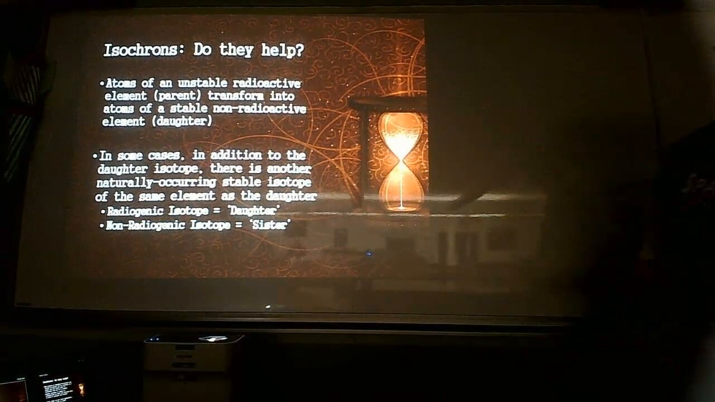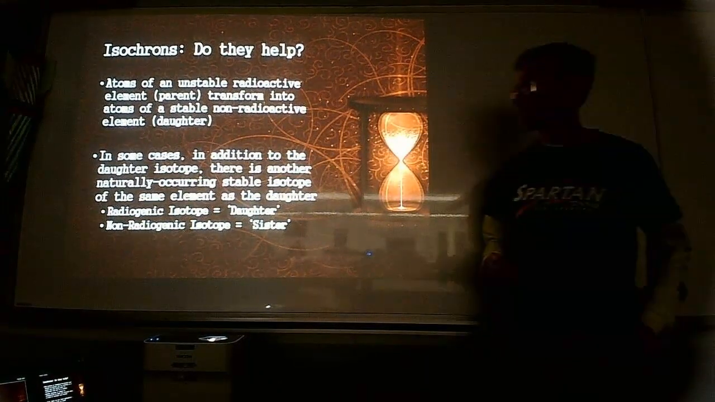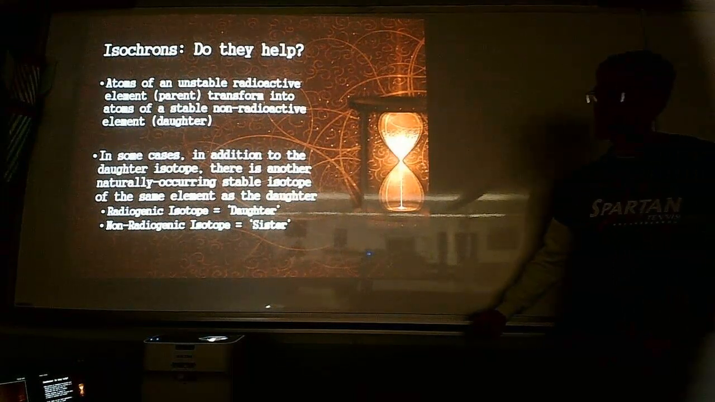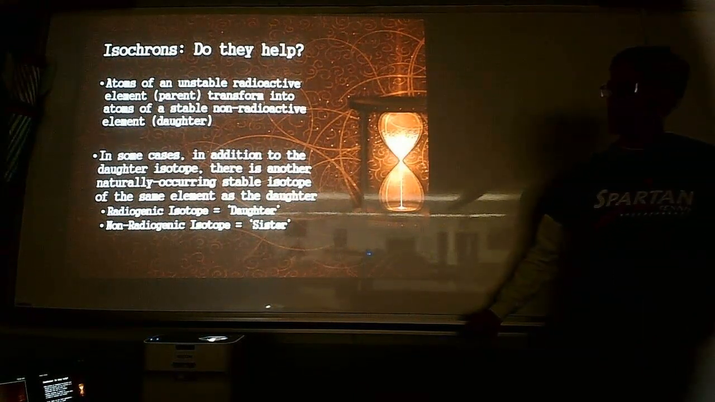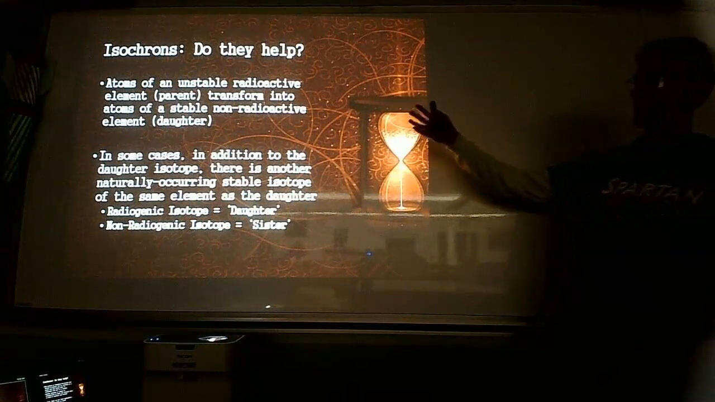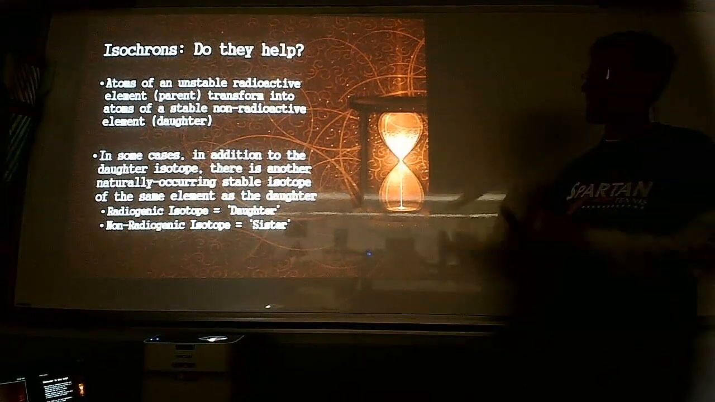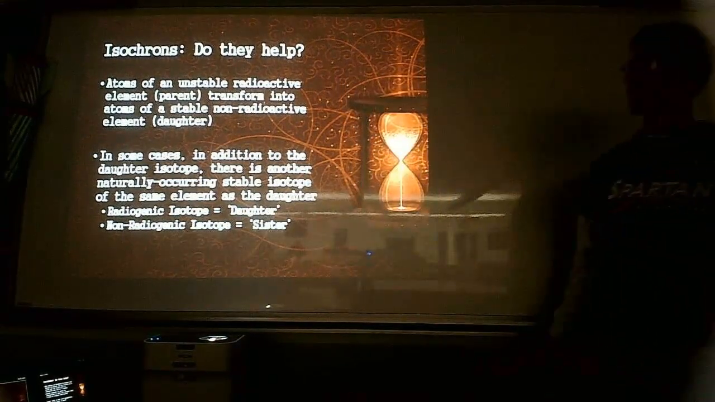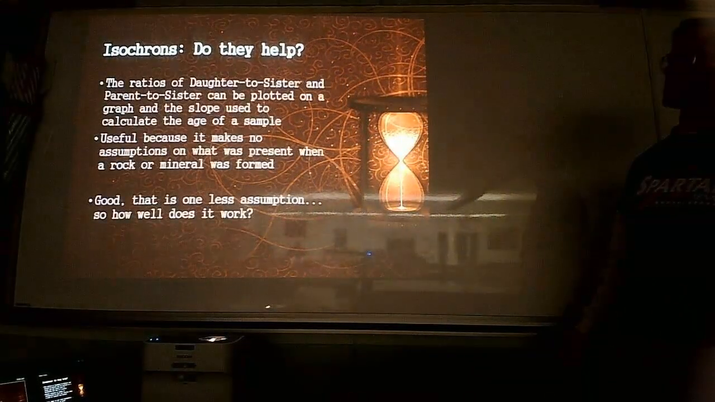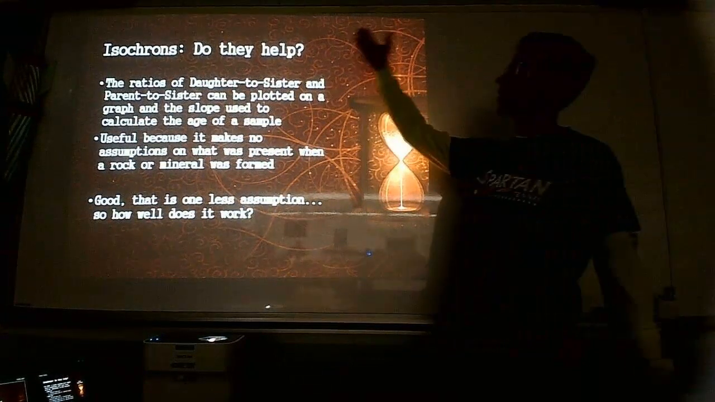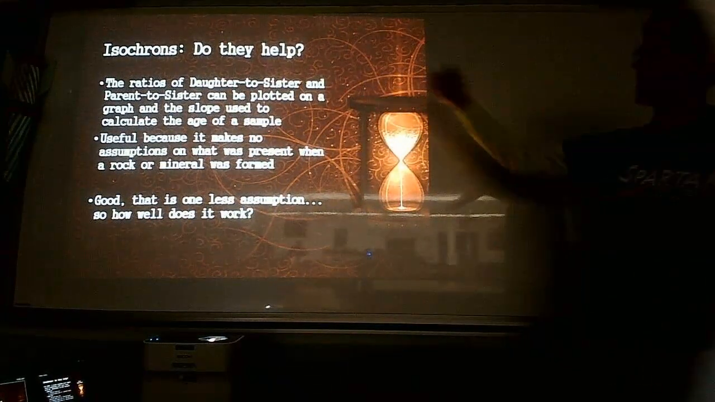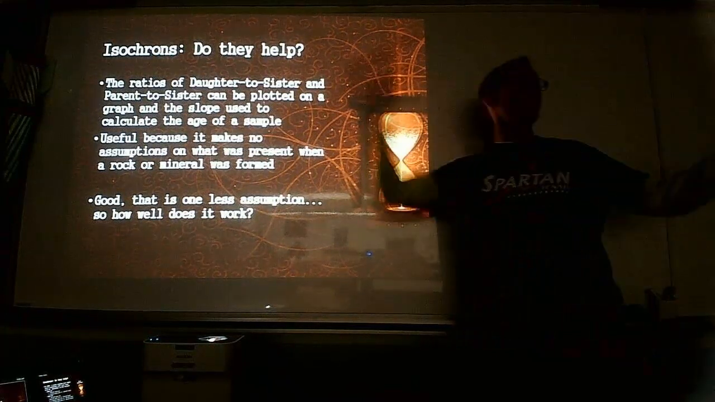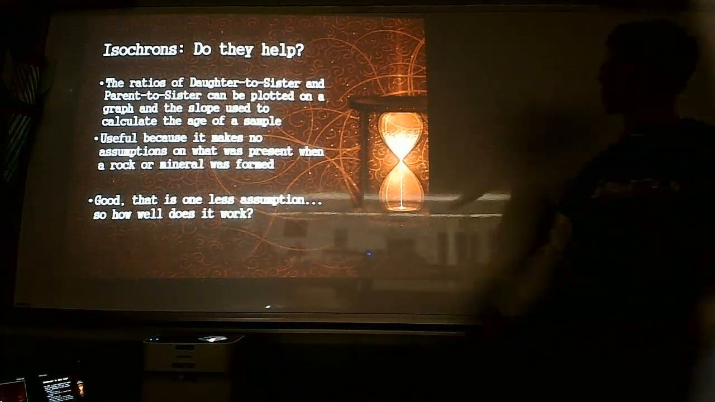But in some cases, in addition to the daughter isotope, there's another naturally occurring stable isotope of the same element as the daughter. So not only does the parent give rise to the daughter, it also gives rise to a sister non-radioactive element. And so the idea here is the ratio of the daughter to sister and parent to sister can be plotted on a graph, and you can use that graph to figure out how old that sample is.